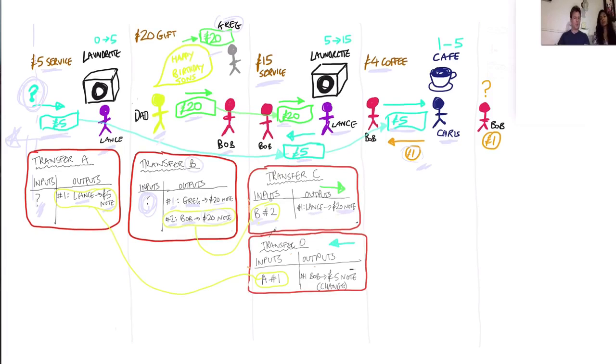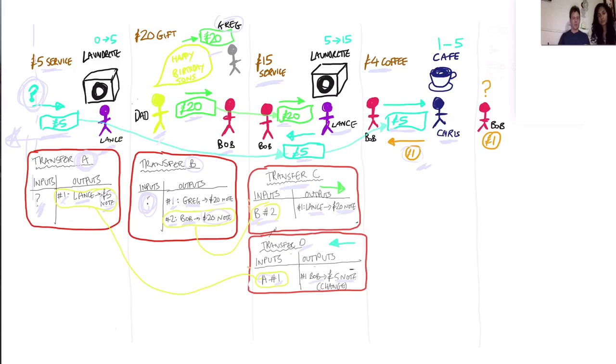So in the inputs, you reference the outputs of previous transactions that enable you, as the payer of this transfer, to pay the payee what you're paying them. And exactly the same applies to the change. This transfer D is the payment from Lance the laundrette back to Bob of £5 change. And that references output number 1 of transaction A. If we go back to transfer A and output number 1, we see that it said Lance receives a £5 note. And that is what enables Lance to pay Bob a £5 note in change.